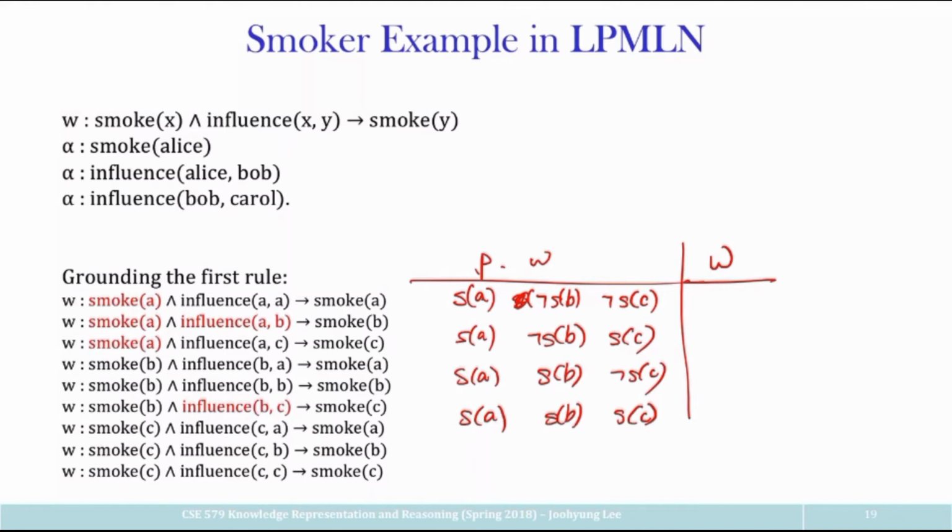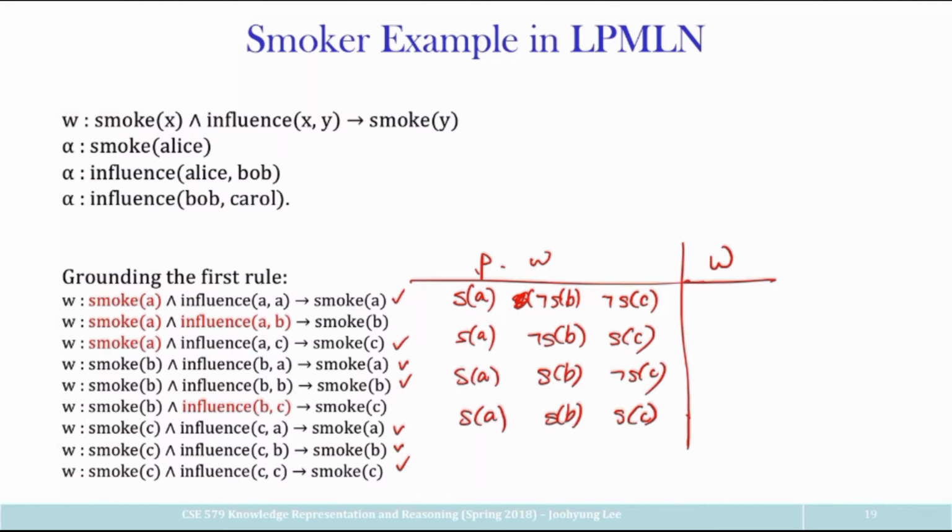So which rules are definitely true? This one is true. This one is true. This one is true, true, and true, true, true, right? Again, the second one and the sixth one are not known yet, okay? Let's actually look at the last one.